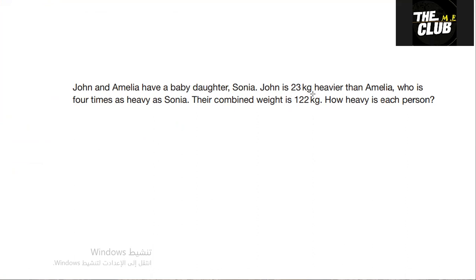So John is 23 kilograms heavier than Amelia. So we have John, Amelia, and the baby daughter, Sonia. Let's write them by their initials: the letters J, A, and S. So we have three people. John is 23 kilograms heavier than Amelia.